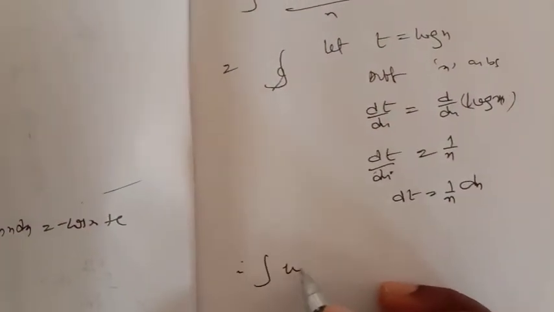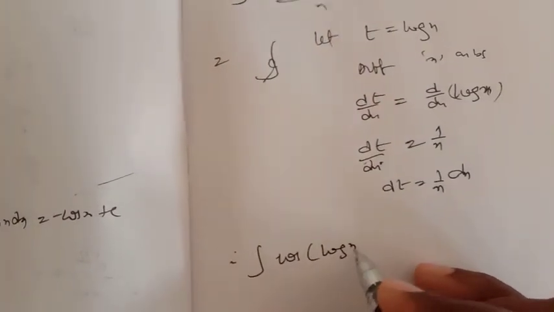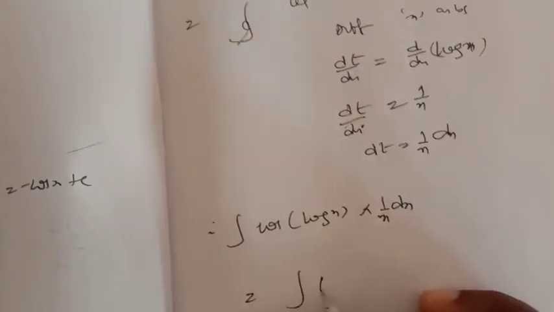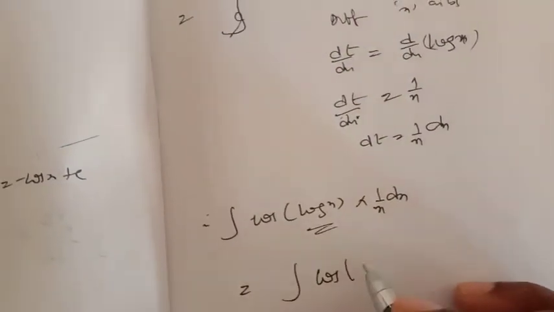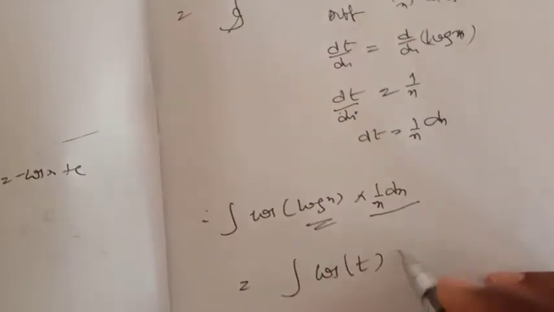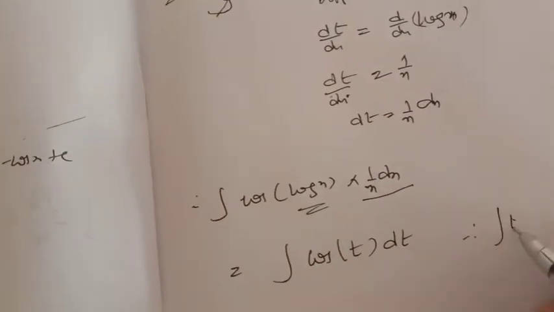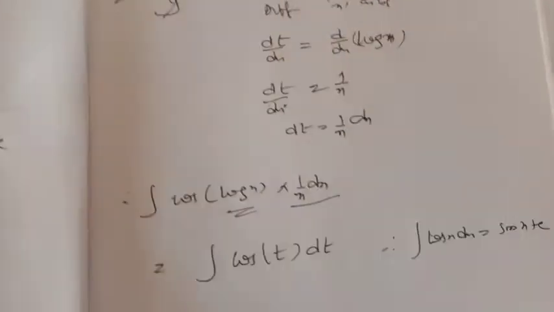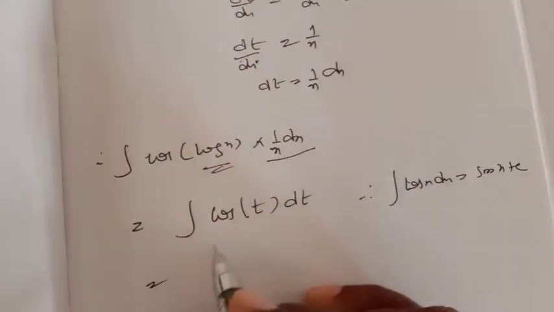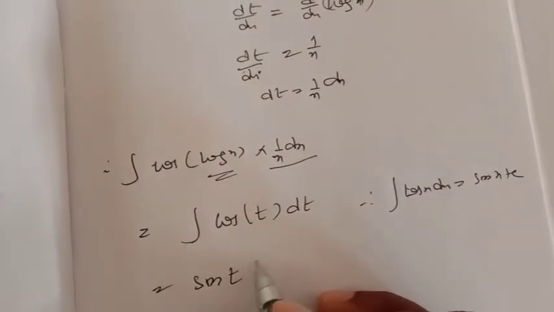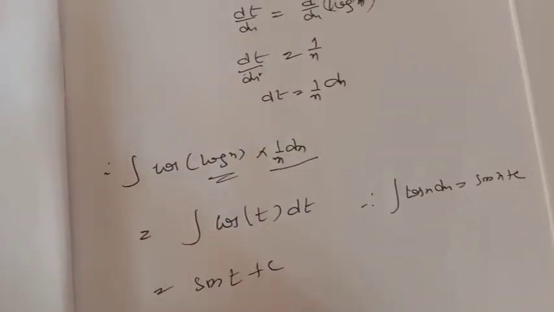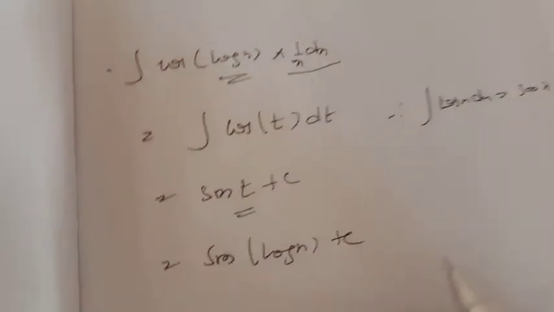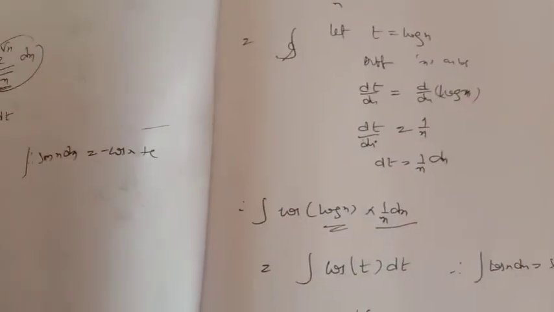Therefore the given problem, integral cos of log x into 1 by x into dx, equals integral cos t dt, where log x equals t and 1 by x dx equals dt. Here we have integral cos x dx equal to sin x plus c, that equals sin t plus c. We substitute the t value, sin of log x plus c is the answer of this problem.